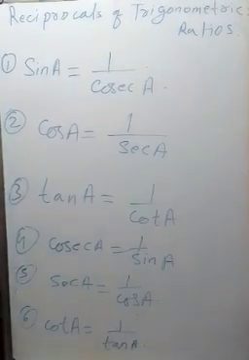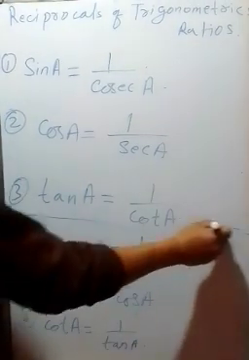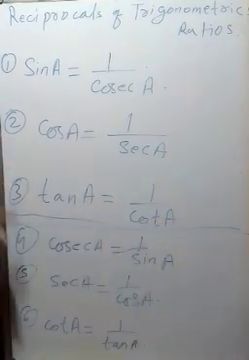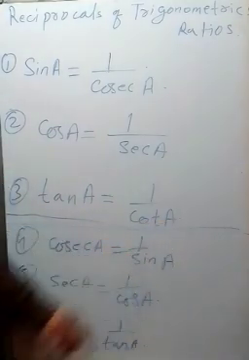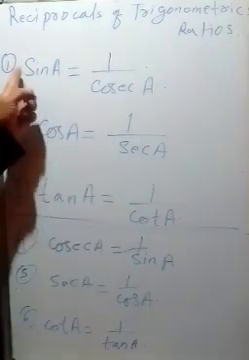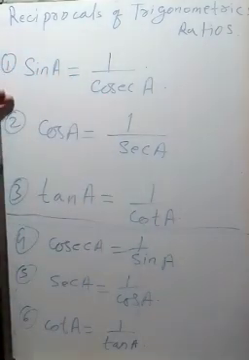It means if you know these first 3, the others will be the same, just you have to change the side. One goes up, the other goes down. You have to remember these 3. The remaining 3 will be the same, only the position will be interchanged.